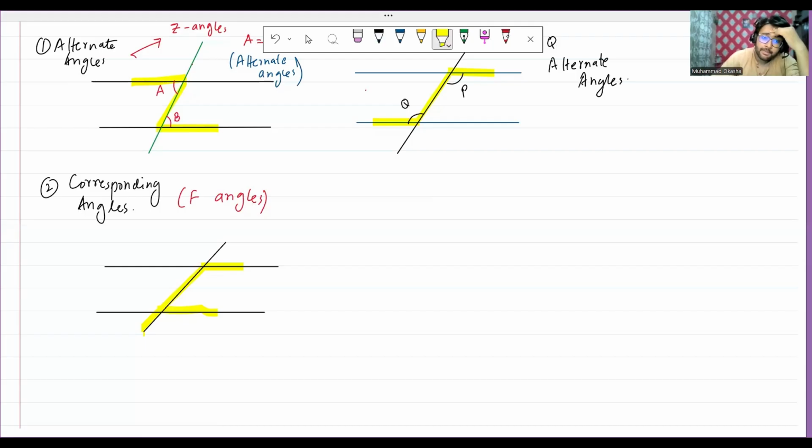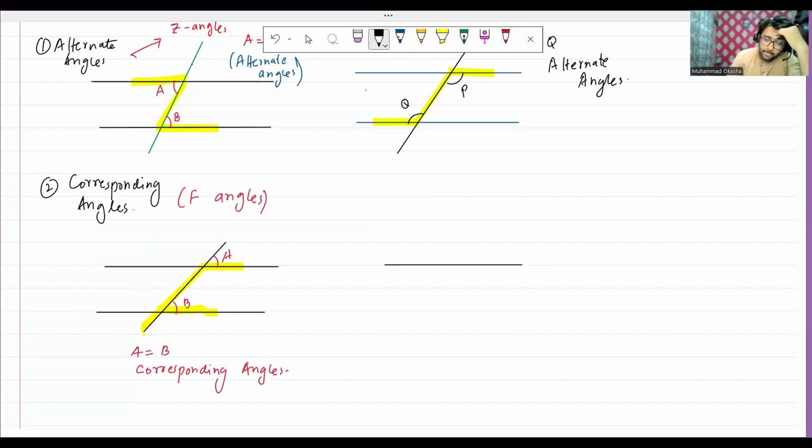Right. Then these angles would be called alternate angles. I'll call it angle A, angle B. Then angle A is equal to angle B because they are corresponding angles. Okay, I'll give you an example.